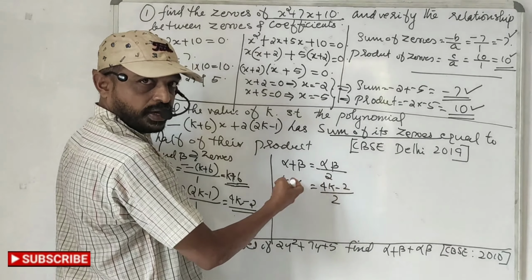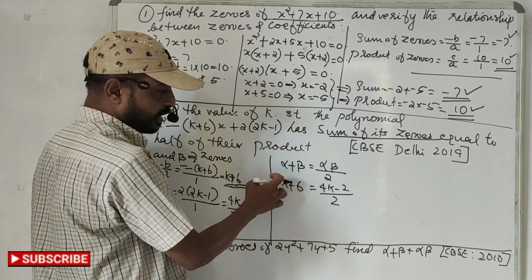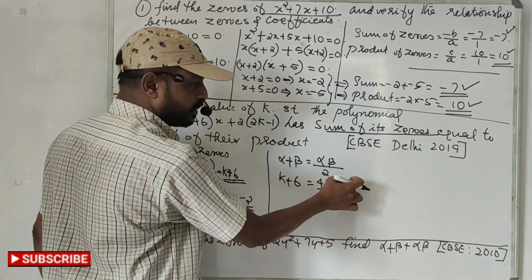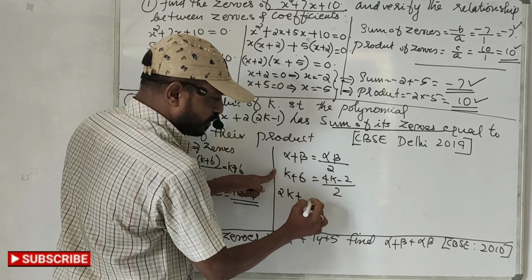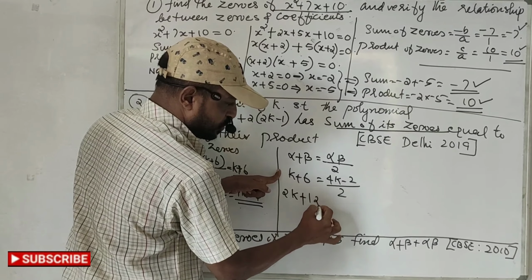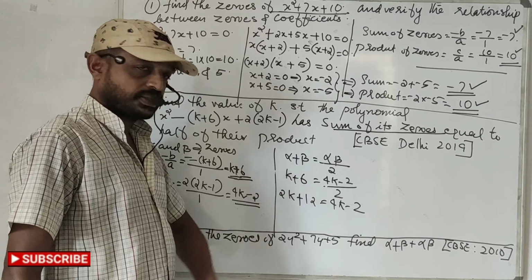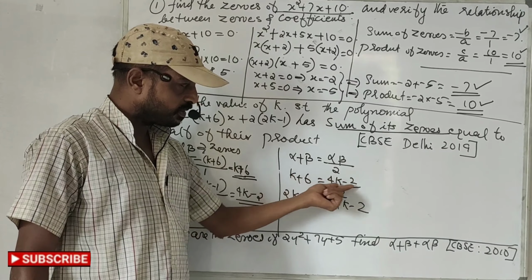We will have to find out the value of k. For that, if you take this divided by 2 to the left hand side, it becomes 2 into something. So 2 into this will be equal to the numerator. So 2 into k, 2k, plus 2 into 6, 12, is equal to 4k minus 2. That means we are transposing this divided by 2 to the left hand side, so that it becomes into 2. So 2 into k plus 6 is 2 into k plus 2 into 6. 2 into k is 2k plus 2 into 6 is 12, is equal to, here we are left with the numerator only, 4k minus 2.